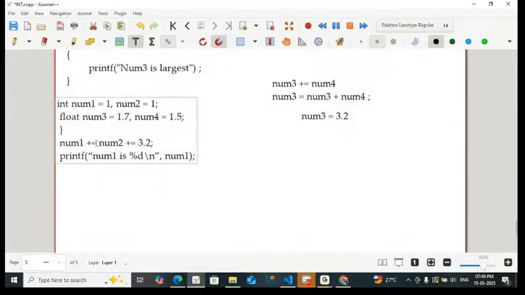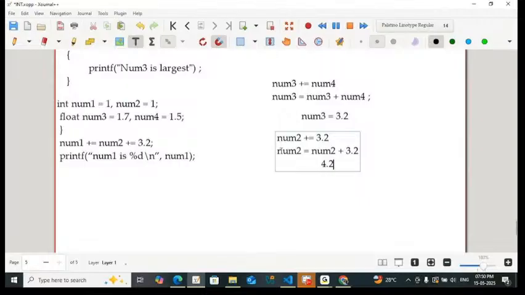Next, I have num2 plus equal to 3.2. So it is num2 equal to num2 plus 3.2. So num2 is 1. 1 plus 3.2 is 4.2. But I am storing it inside num2, and num2 is one integer variable. Num2 is a local integer variable.